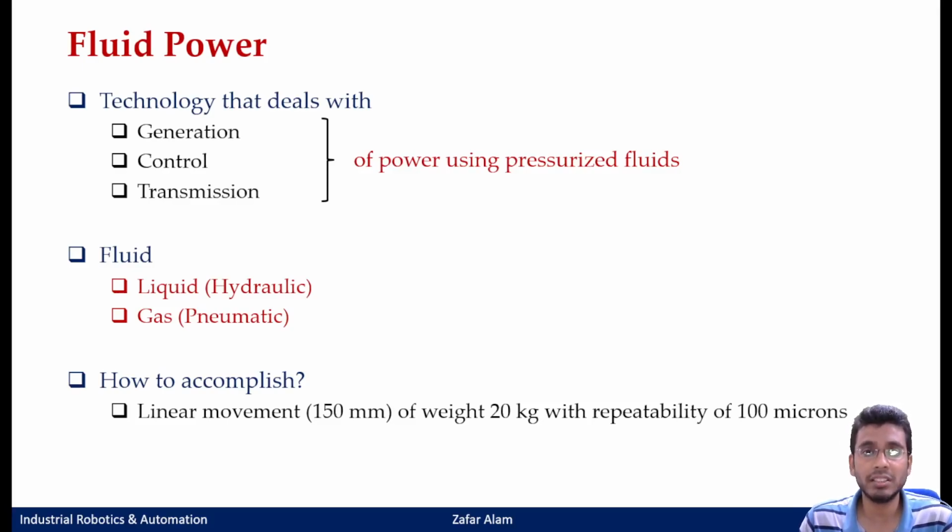See, a 20 kg load is not so high. If you put it in a category, it is generally a low weight. Then again, the movement is also only 150 mm, and the only catch here is the very high accuracy or repeatability. So what you will do is basically use motors.